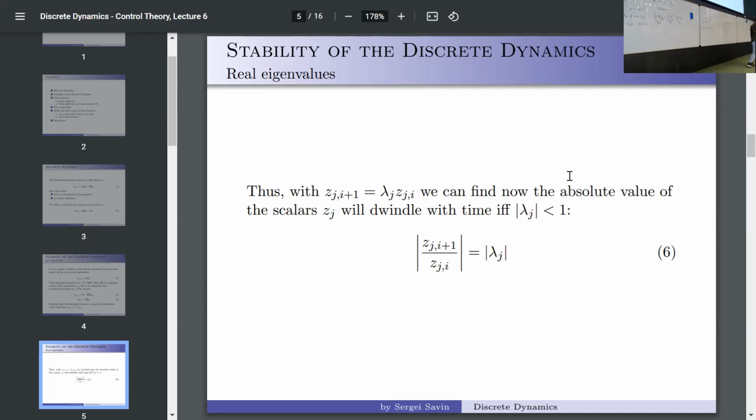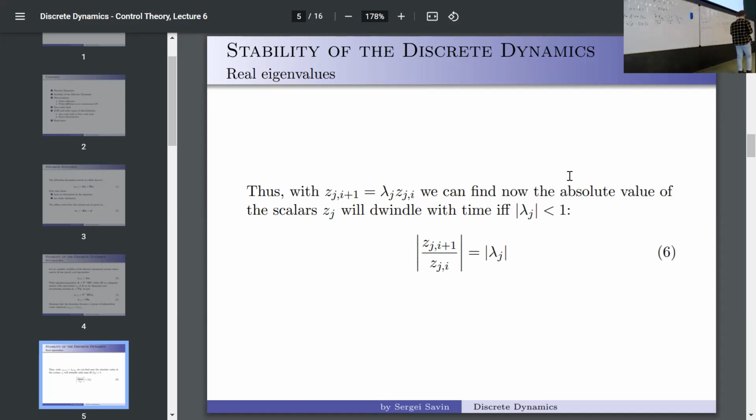In fact, let me now repeat the final answer. If all eigenvalues of this system are smaller than 1, z converges to 0, and that is asymptotic stability, because it does not just not diverge, it converges. It converges to 0. If at least one eigenvalue is bigger than 1, it diverges. Doesn't matter what others do. It's sufficient that one component diverges.